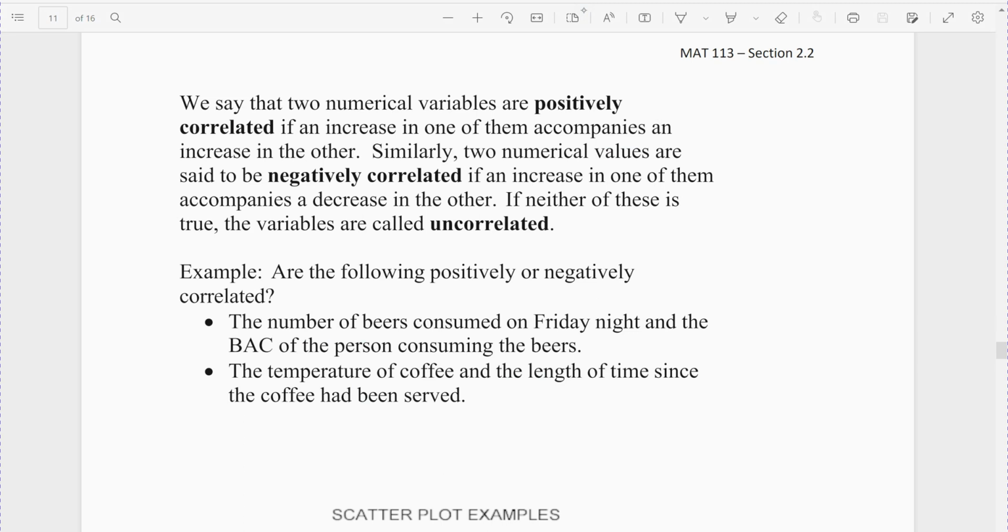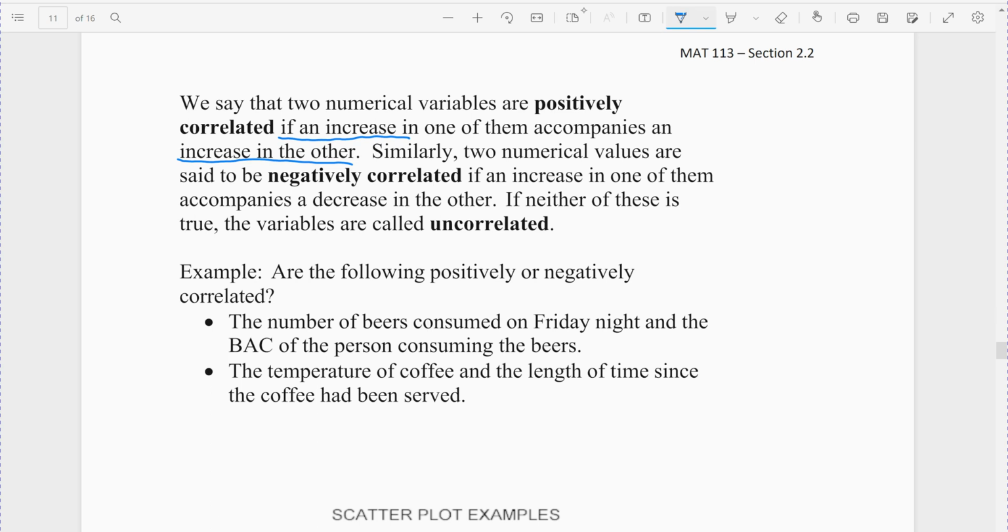And so what we mean by positive correlation is if one of them increases, and the increasing one is the independent variable. It's typically time, but not always time. So if one of the variables increases, it causes an increase in the other. All right, and we call that positive correlation. That's when we're moving up, increasing.